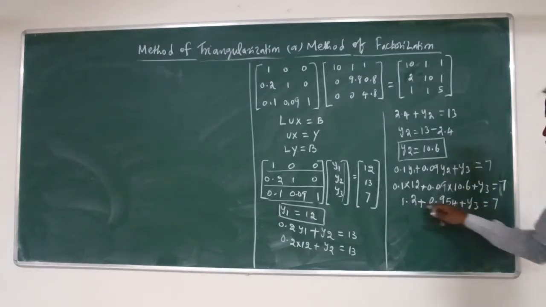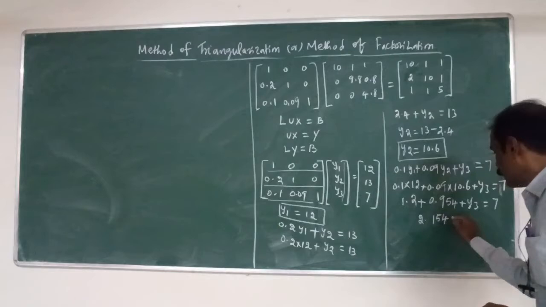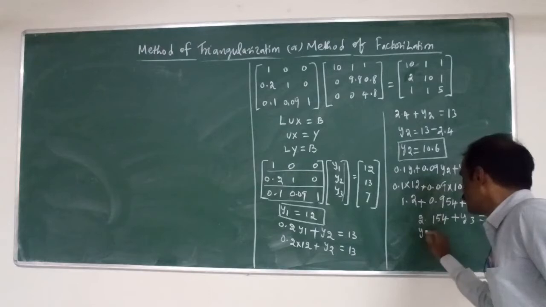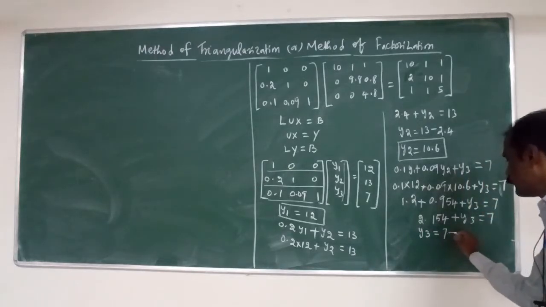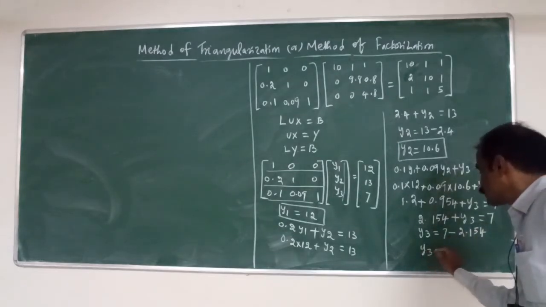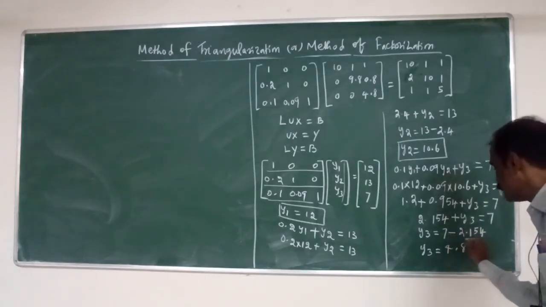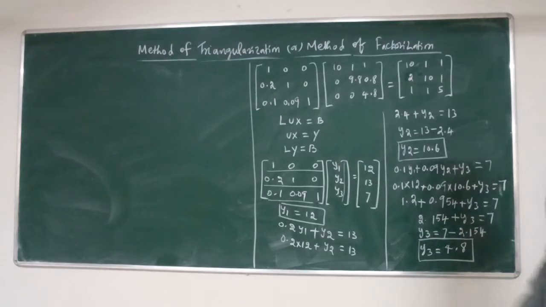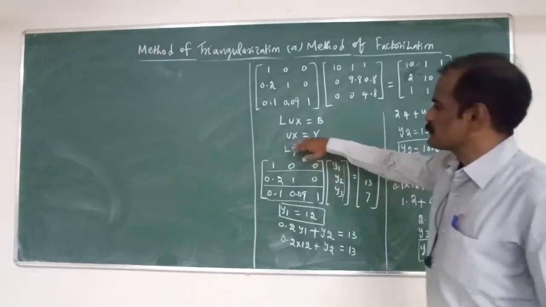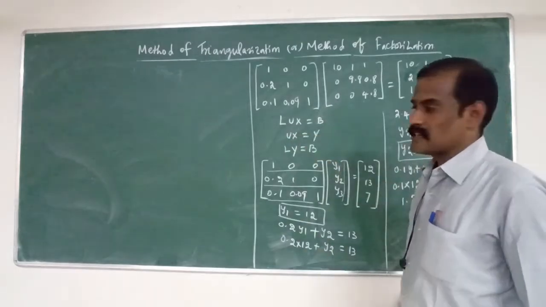Next, adding these two, we get the result 2.154 plus Y3 equal to 7. Now to find out Y3, Y3 equal to 7 minus 2.154. Subtracting these two, we get the result 4.8. Okay, we found the results Y1, Y2, Y3. This value we substitute here to find out the x value, y value, z value.